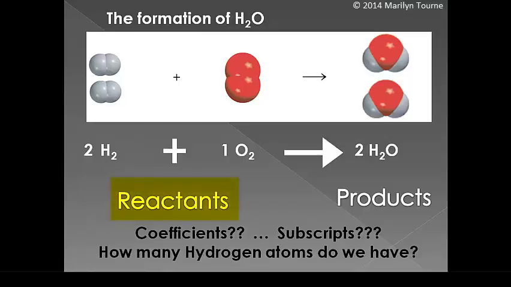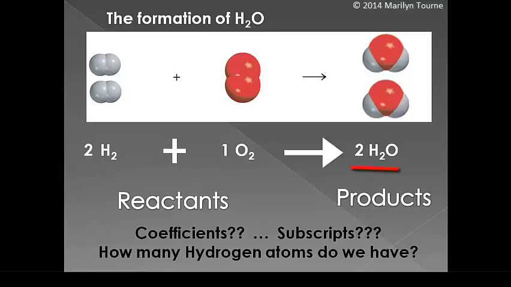Alright, so the stuff on the left, the stuff that is going to react together, are called reactants. The stuff on the right are your products. That's what happens after the reaction. So the way that we would read this is 2 molecules of hydrogen react with 1 molecule of oxygen to yield 2 molecules of water.